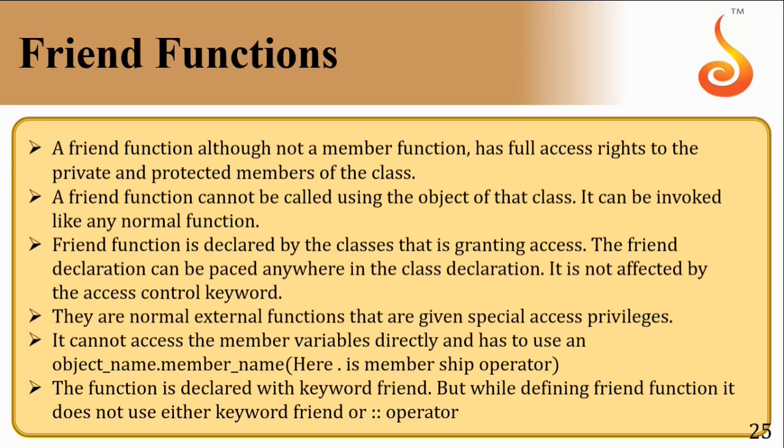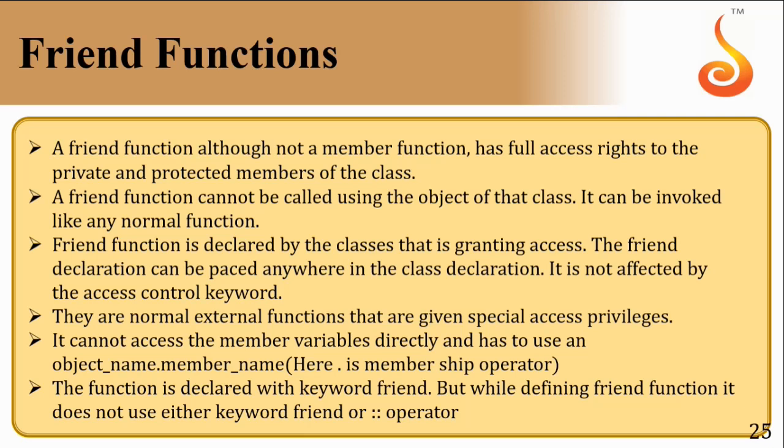Characteristics of friend functions. A friend function is not a member function of the class but still has full access rights. That is, it can access the private and the protected members of the class. Otherwise, it is not possible for a non-member. That is, a function which is not a member of a class cannot access the private data. But a friend function, even though it is a non-member, will have the access rights.